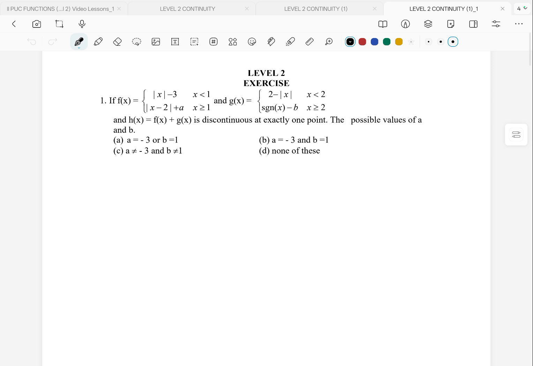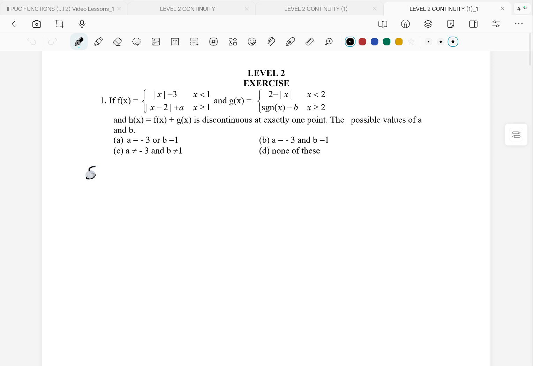Two functions are defined, f of x and g of x. F of x is mod x minus 3 when x is less than 1, and mod x minus 2 plus a when x is greater than or equal to 1. G of x is 2 minus mod x when x is less than 2, and signum of x minus b when x is greater than or equal to 2. Another function h of x is defined as f of x plus g of x. If this function is discontinuous at exactly one point, we need to check the possible values of a and b.